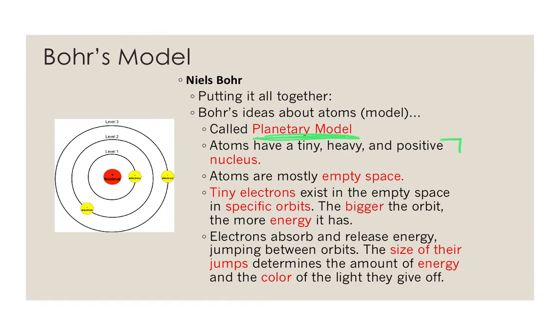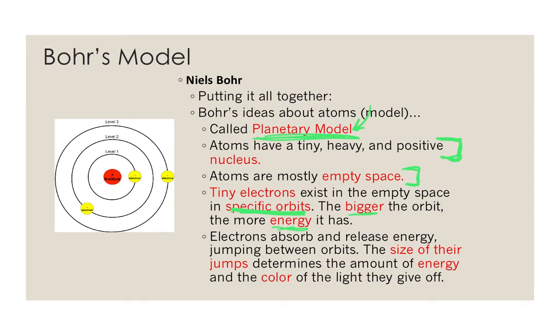Bohr said atoms have tiny, heavy, positive nuclei. They're mostly empty space, but the tiny electrons are actually out in the empty space, existing in specific orbits, which is where we get the planetary model from. The bigger the orbit, the more energy it has.